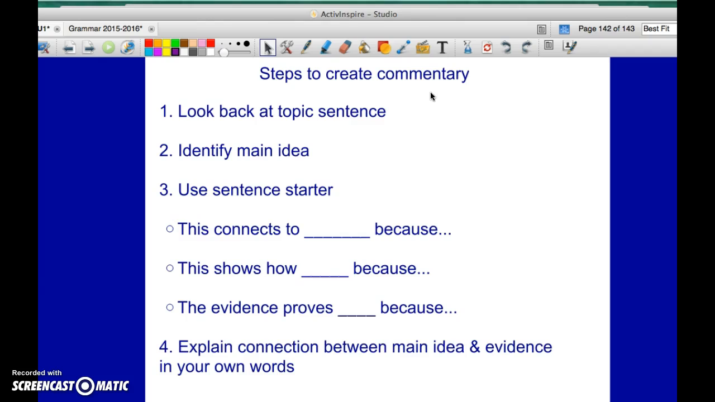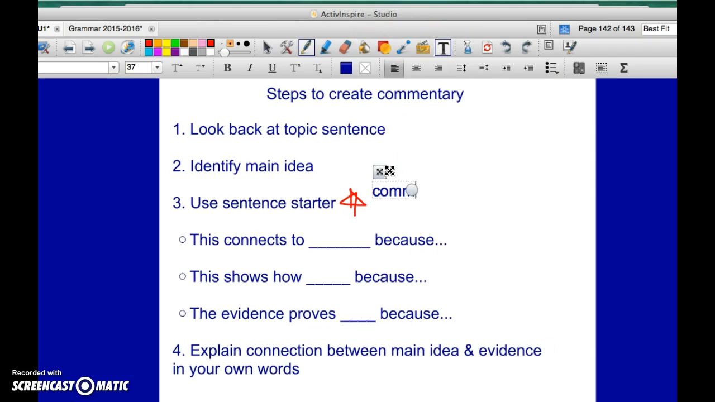The first thing to do is always to look back at the topic sentence. Oh, and I do want you to write these down. So step one, look at the topic sentence. And just like I did, I want you to actually identify or highlight that main idea. Then what you can do is you can use a sentence starter. And this kind of strategy particularly works with having the evidence or commentary follow evidence.